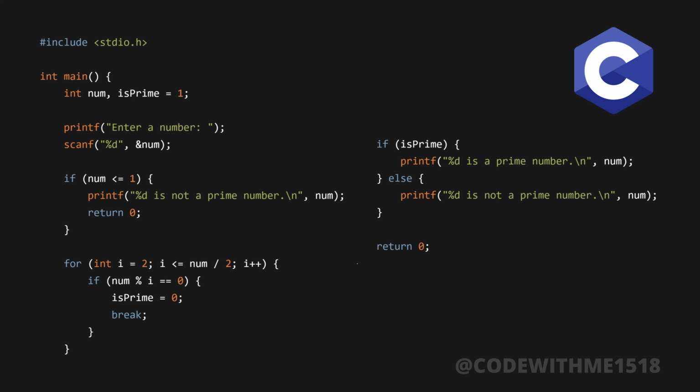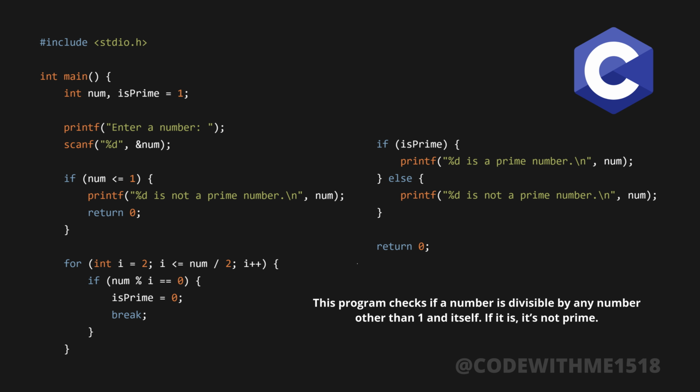for (int i = 2; i <= num / 2; i++), if num % i == 0, is_prime = 0, break. If is_prime, printf "%d is a prime number", num, else printf "%d is not a prime number", num, return 0. This program checks if a number is divisible by any number other than 1 and itself. If it is, it's not prime.